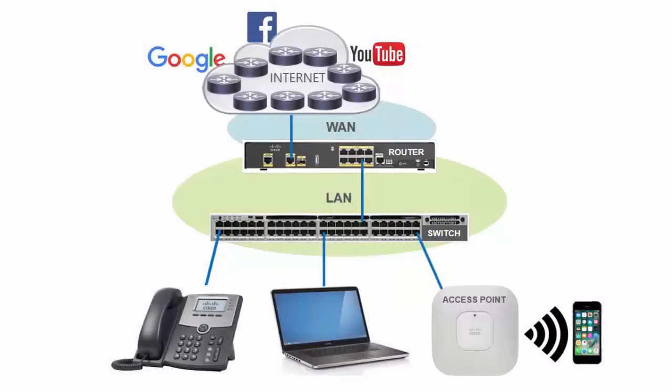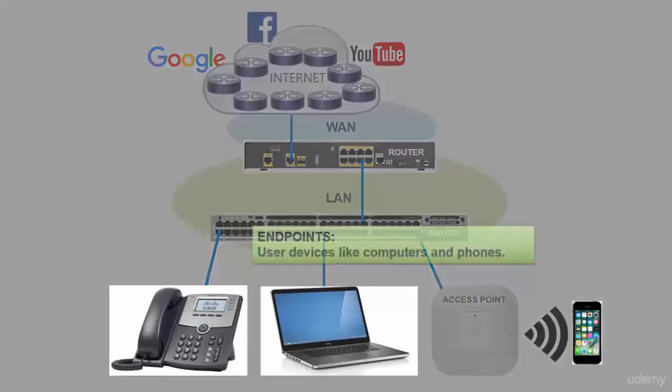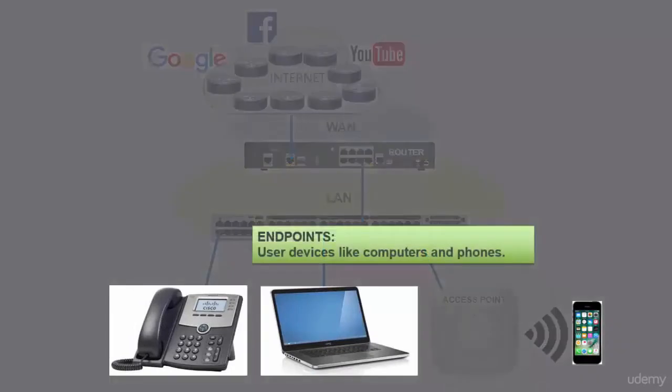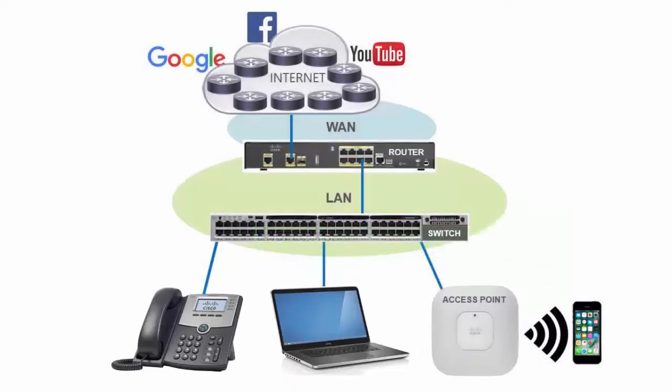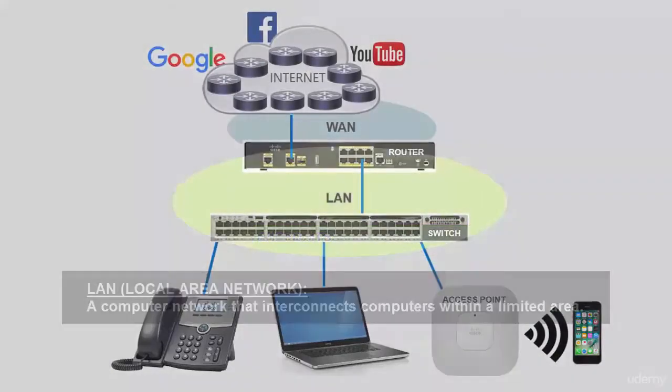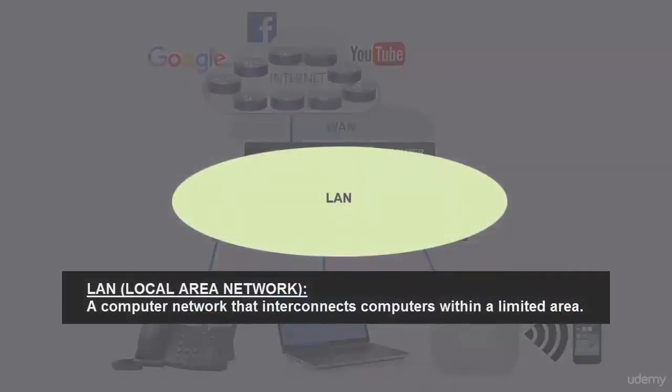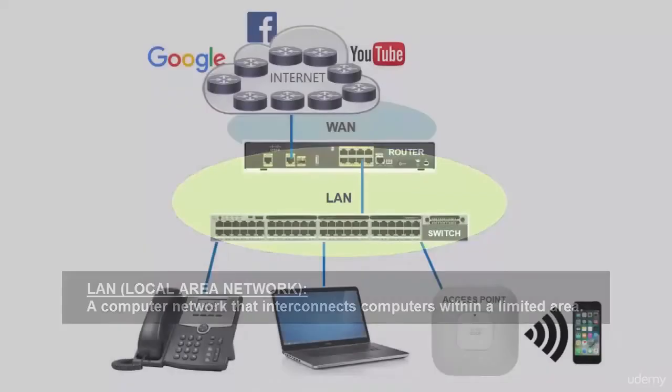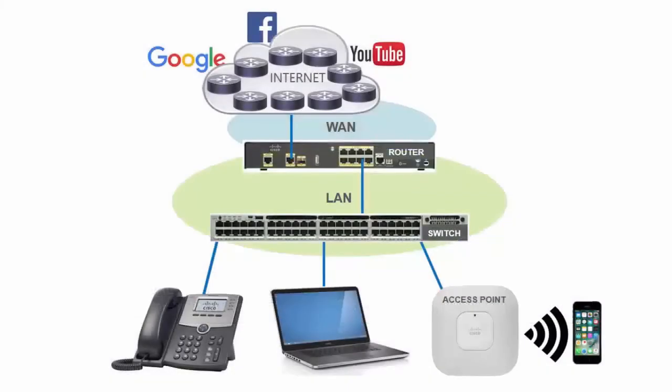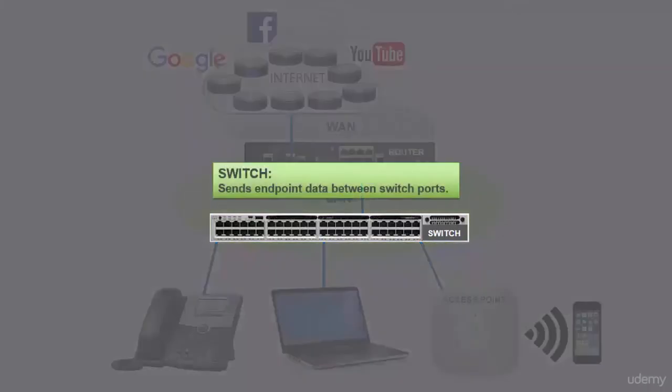The devices communicating on a network are endpoints, like computers and phones. For endpoints to communicate, they must be connected to a network. Devices like switches and wireless access points are used at the edge of a network to connect endpoints to a LAN. Switches provide network ports that wired endpoint devices can use to connect to the network.